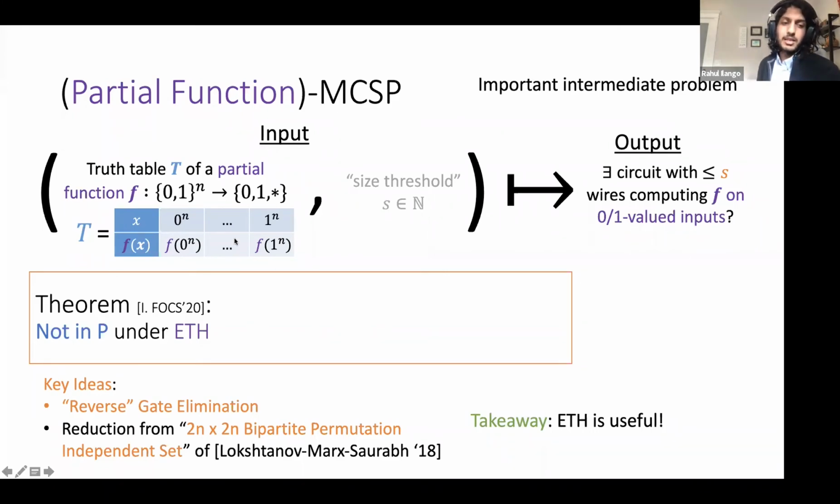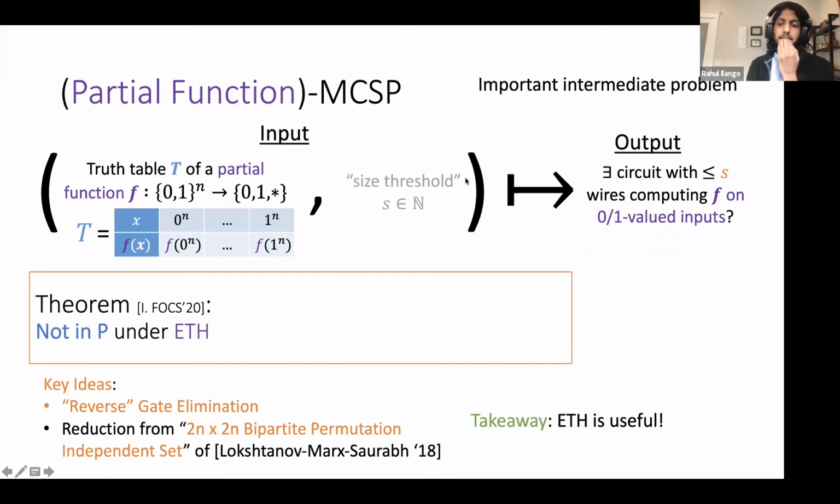And the key idea for proving this was some sort of twist on gate elimination. And we worked from this problem. It sounds like a really long problem, 2n by 2n bipartite permutation independent set, but it's actually not so nasty of a problem. It was known that this problem couldn't be solved faster than brute force under ETH, and we were able to reduce this problem to partial function MCSP.